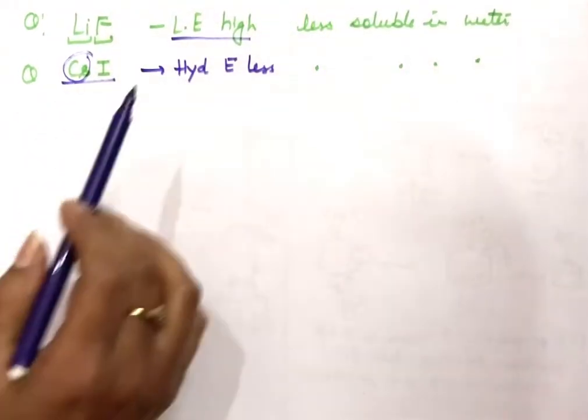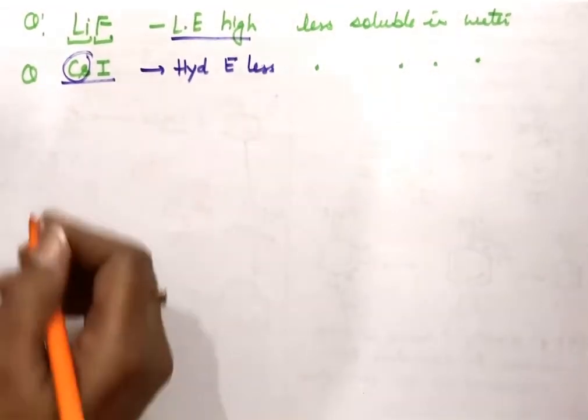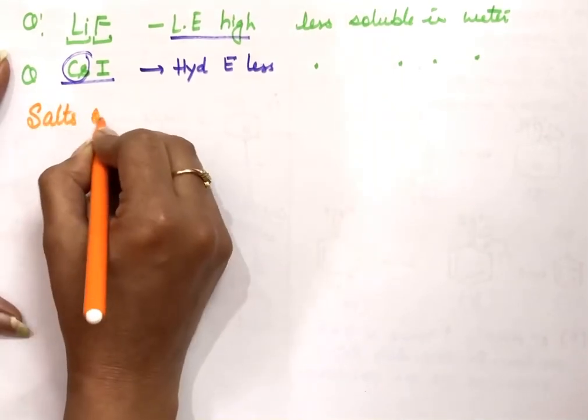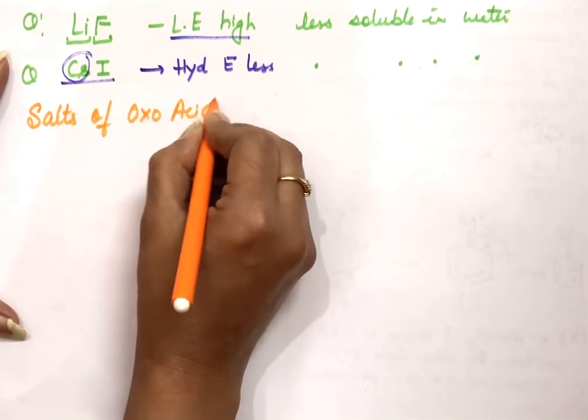Sometimes the reason will be based on lattice energy, and sometimes you have to take it according to hydration energy. So these types of questions in this chapter are very important. Now the next compound after halides is salts of oxoacids.